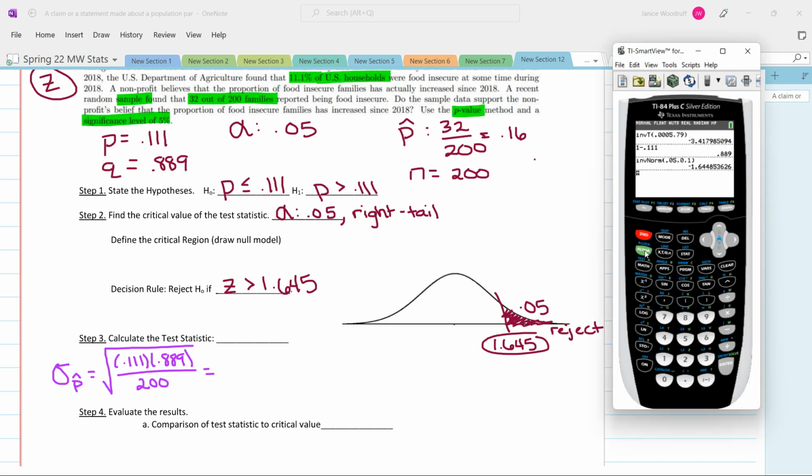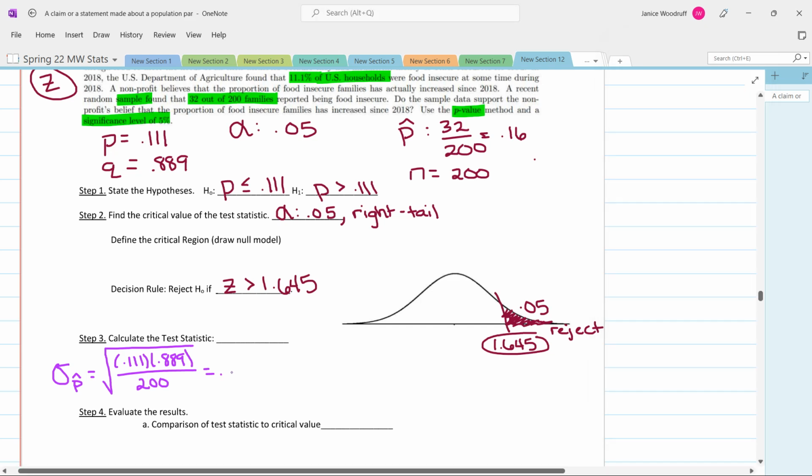So we go square root, and I'm going to go parentheses, 0.111 times 0.889. Close that numerator, divided by 200, keeping it all under the square root. It's going to give me 0.0222. So I find that standard deviation, and then I do the z-score, which is p hat minus p.